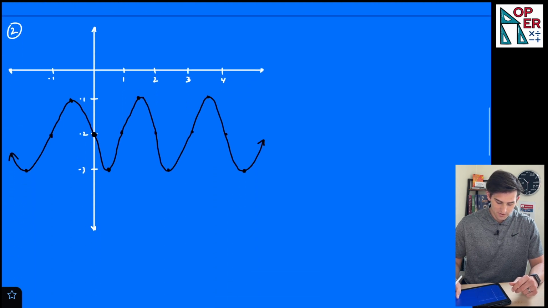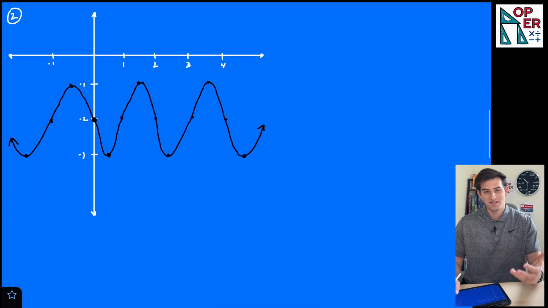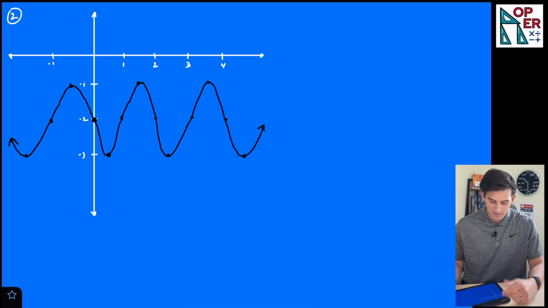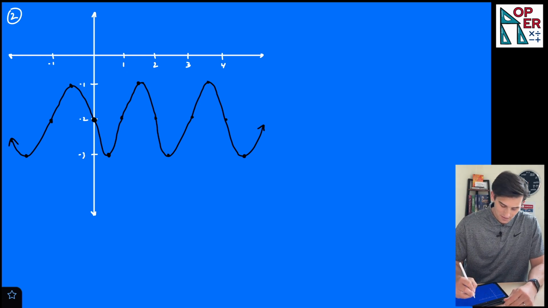All right, now example number 2. This is going to be a sine function. We did cosine on example 1, so we'll do sine on example 2. So once again, let's start off by finding k. So let's do our maximum and our minimum.